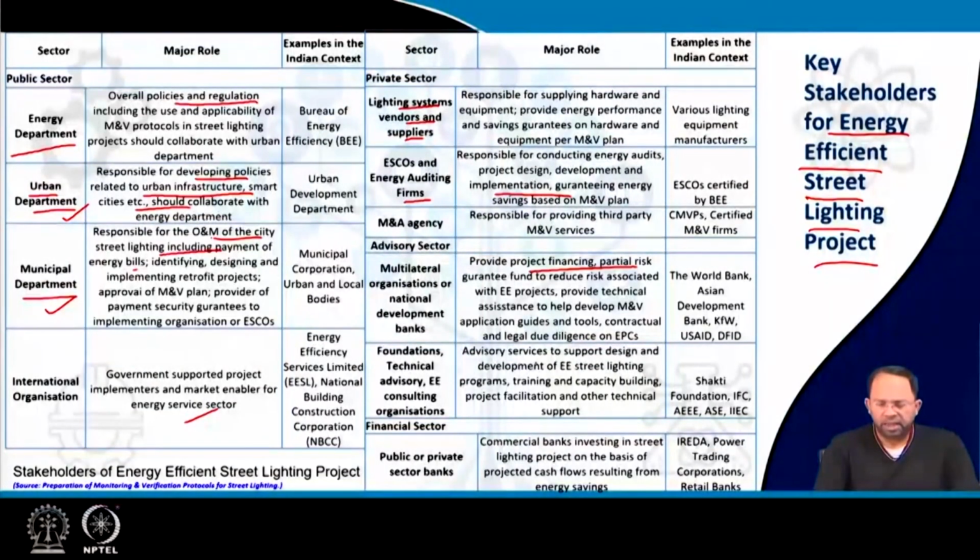Then there could be some technical support, NGOs and all, like Shakti Foundation, and these NGOs can help us in designing the overall programs for change and so on. So this is where urban planning comes into the picture. And finally, the private and public sector banks will fund this entire project based on the amount of energy savings and cash flows that happen for these kinds of projects.